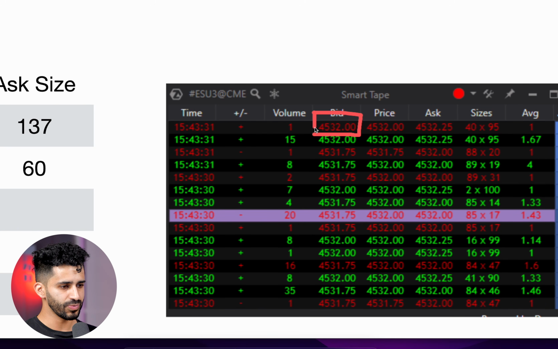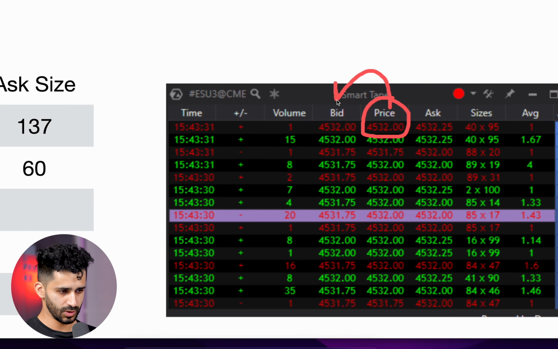At this current time, the bid is 45.32. That means the buyers want to buy this particular instrument at 45.32. That's what the buyers are looking for. The sellers are looking to sell at 45.32.25, right? Now, the order got executed at 45.32. So the order hit the bid. Once again, in this example, the order hit the bid.